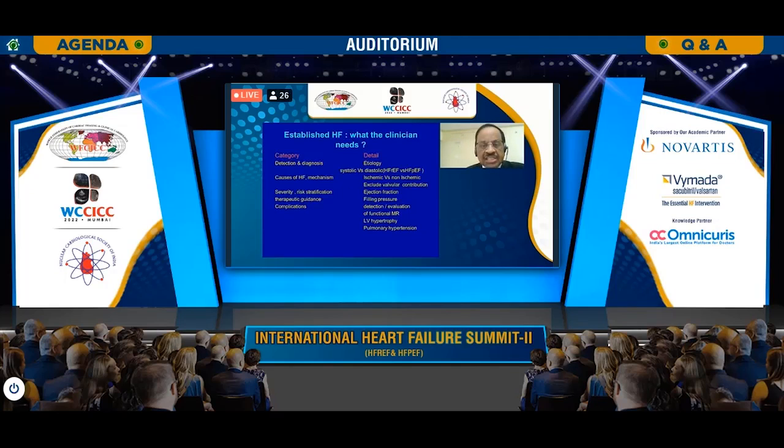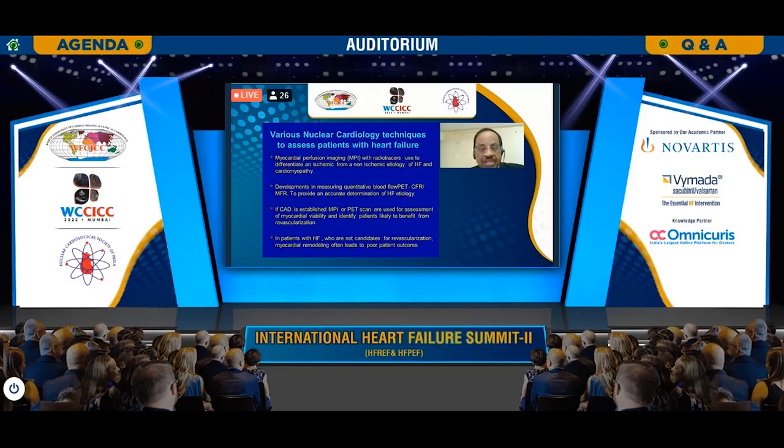So what does the clinician need from us? The categories are detection and diagnosis; we have to give them the etiology, whether it is systolic versus diastolic, that means HFrEF versus HFpEF. What are the causes of heart failure? Ischemic versus non-ischemic. Exclude valvular contribution. They also want to know severity, risk stratification, and therapeutic guidance: ejection fraction, filling pressure like left atrial filling pressure, and detection and evaluation of functional MR, LV hypertrophy, and pulmonary hypertension.